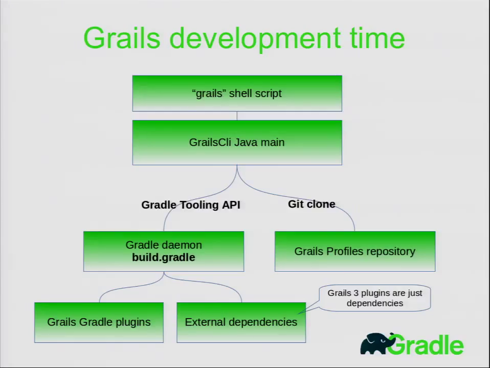Then we have just a plain Grails CLI Java main application, which has all the dependencies basically as files in the Grails home directory, and that has been built with Gradle's application plugin. So it's basically generated with that application plugin, the shell script, and then the configuration to start up the Grails CLI.